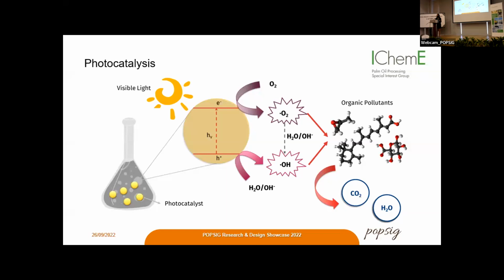The positive holes generated in the valence band will oxidize the pollutants or water molecules, which will produce hydroxyl radicals, and the absorbed oxygen on the photocatalyst will be reduced by these excited electrons. In the conduction band, the excited electrons possess strong reduction ability and will react with dissolved molecular oxygen in water or absorbed oxygen on the surface of the photocatalyst material. So these are the mechanisms of photocatalytic degradation.